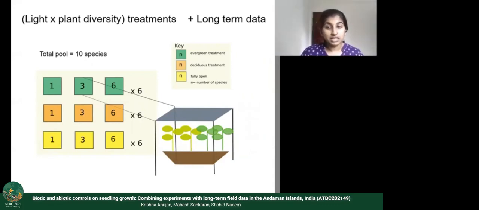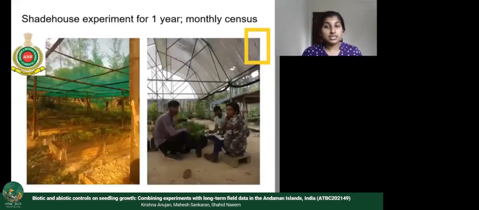I also combine these data with long-term field data collected by the long-term ecosystem monitoring network from this landscape. I set the experiment up at the Forest Department Silviculture Research Nursery in the Andaman Islands with the help of three undergraduate research assistants from the Andamans, photographed here. We used seedlings germinated in the nursery for replanting into selectively logged forests.